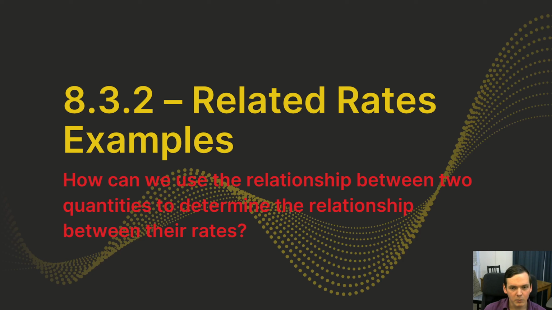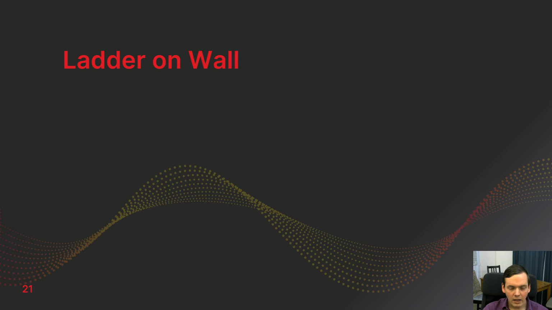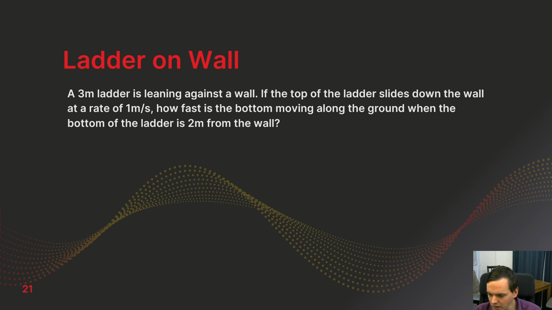I want to look at a couple examples here of related rates so that you can see how this all applies and how we put it in context. And so the first example here is a ladder on a wall. You can read through this, follow along with me as we read.